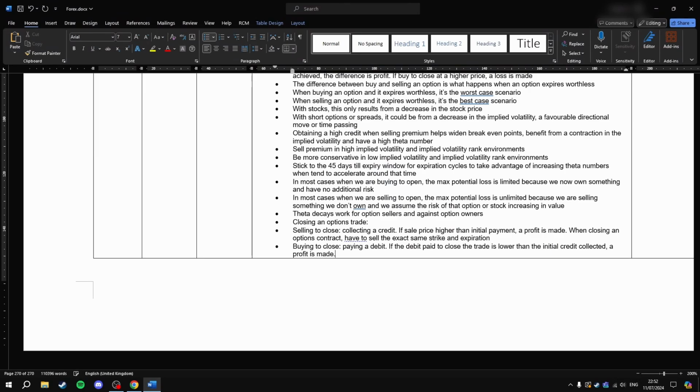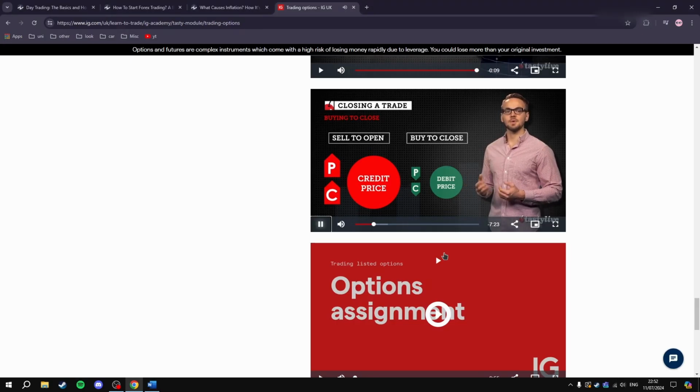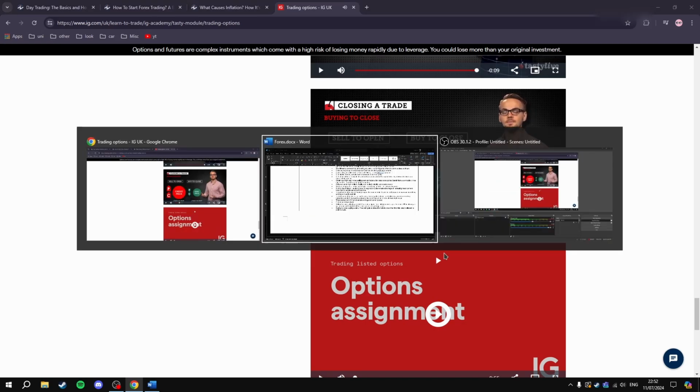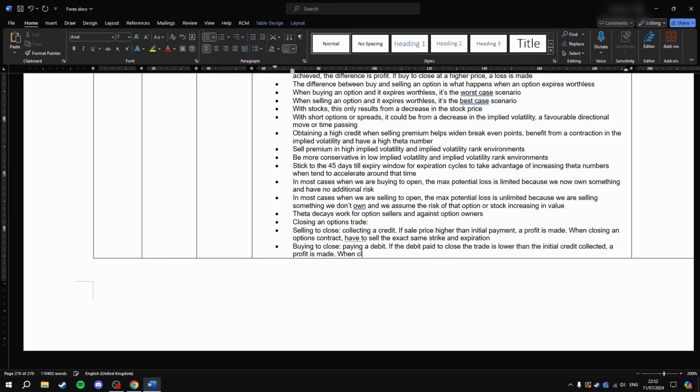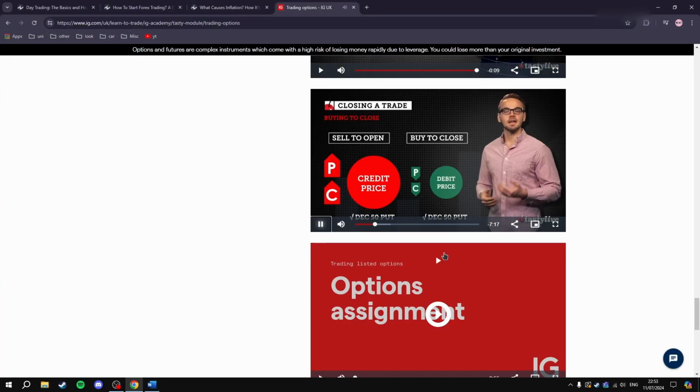A profit is made. Just like selling to close, we need to ensure we're buying back the same strike and expiration contract that we sold. When closing an options contract, we have to buy back the exact same strike and expiration. If we don't, the broker will recognize this as two separate transactions and not the closing order for the previous transaction.